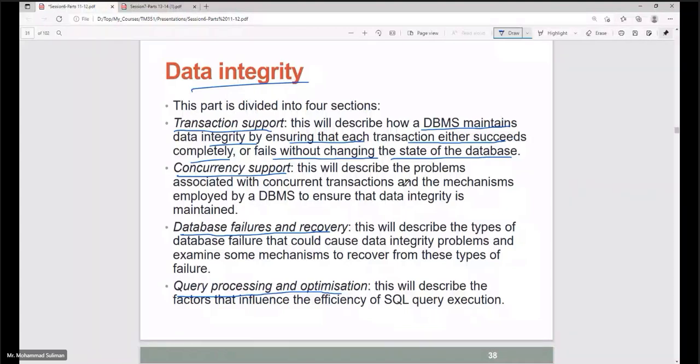Concurrency support will describe the problems associated with concurrent transactions, and the mechanisms employed by the DBMS to ensure data integrity is maintained. If more than one user is accessing the database, how is it possible that more than one user can access it without affecting anything? That will be checked here.